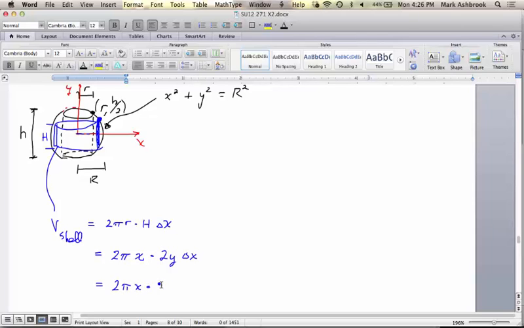What is y in terms of x? So here's where we're going to get y from, right? Because it's on this circle, so we're going to square and solve for y in that equation. So capital R squared minus x squared. And I think we got it. That's the volume of a typical shell right there.